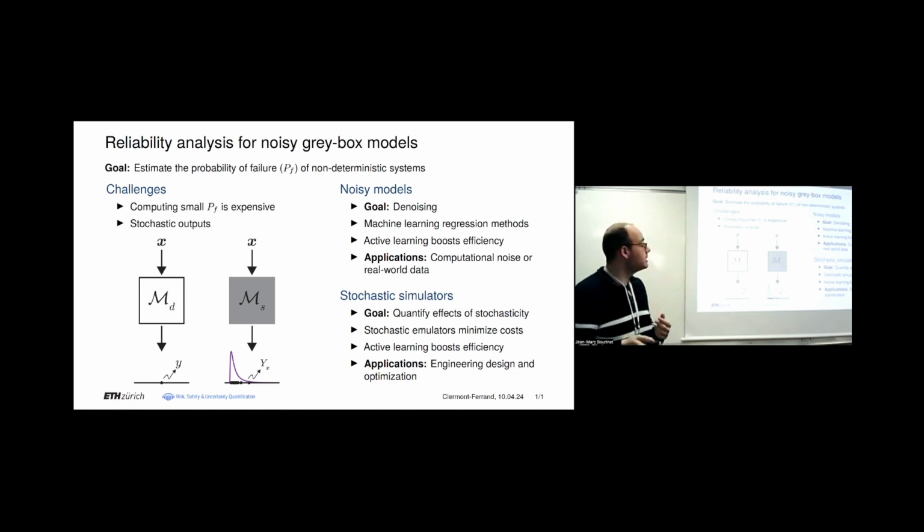To do that, we use surrogate models, meta models, that have been discussed this morning, that are called stochastic emulators, so surrogates that comply with the stochasticity of these models. And we perform reliability analysis on them because they are cheaper to evaluate. Right now, we are developing an active learning approach for them so that we increase the efficiency of the methodology.